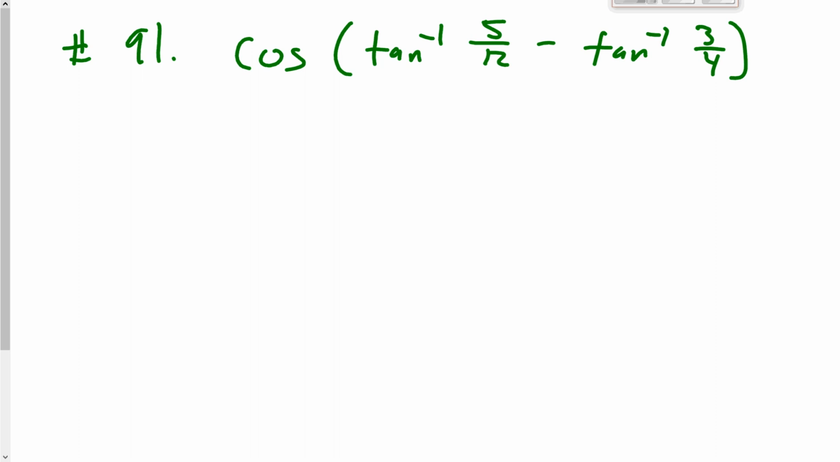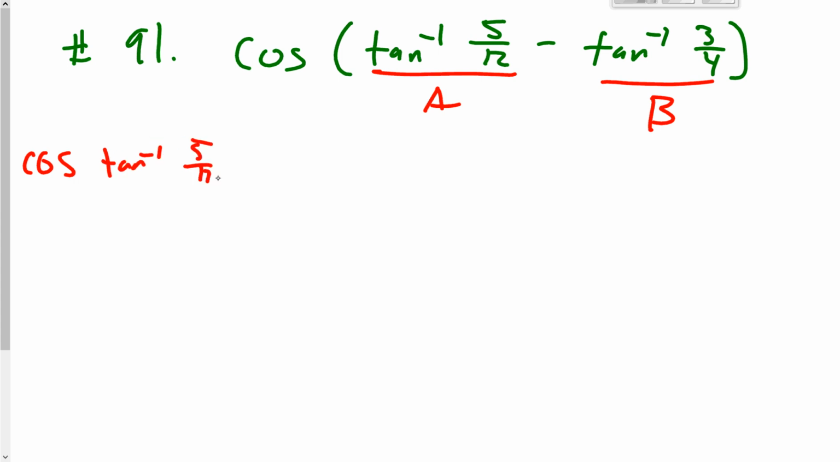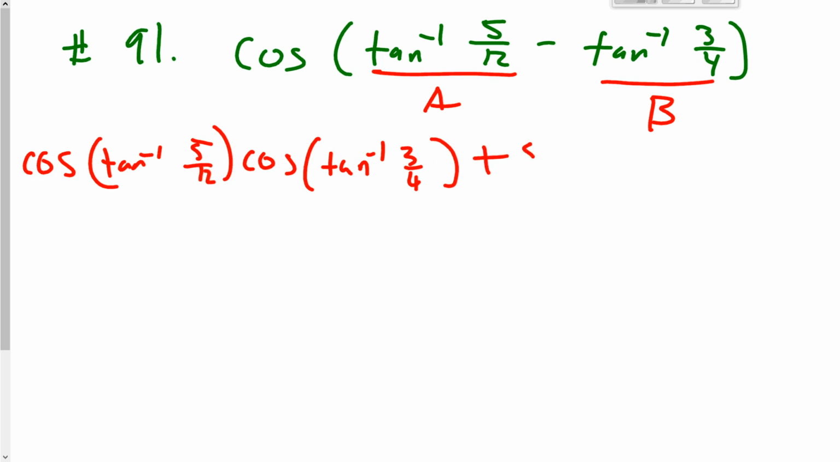Okay, so here we go. Last one, we have cosine of tan inverse of 5/12 minus tan inverse of 3/4. So this is just an A and this is just a B, right? They're just angles. So we're really writing the difference formula for cosine. So cosine of tan inverse of 5 over 12, then times cosine of the second. The first one is a 5, 12, 13 triangle, and the second one is a 3, 4, 5 triangle. So switch the sign.